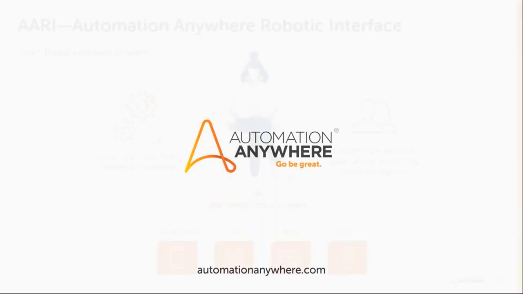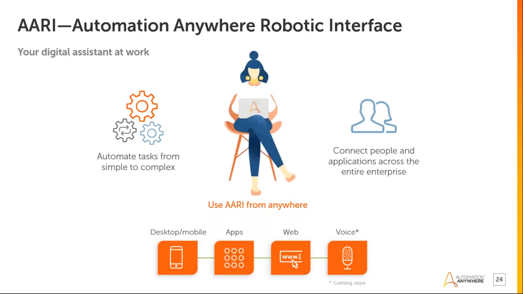Next, moving on to the next product, it's called ARI. As I mentioned earlier, it's Automation Anywhere Robotic Interface, which can help you automate different tasks from simple to complex. You can use it from different platforms. Like if you have a desktop, you have an interactive form with which you can work. There is also a mobile app with which you can start or even stop your bots.